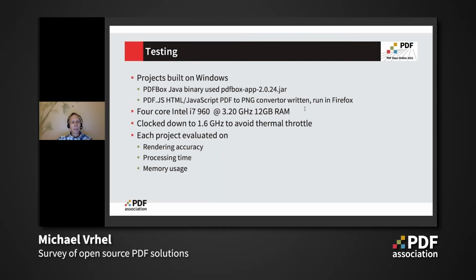I used a 4-core Intel machine that had a clock speed of 3.2 gigahertz and 12 gig of RAM, but I went ahead and clocked this machine down to 1.6 gigahertz. I wanted to avoid any thermal throttle issues when I was doing the testing. And as I mentioned, I evaluate each project on its rendering accuracy, its processing time, and its memory usage.